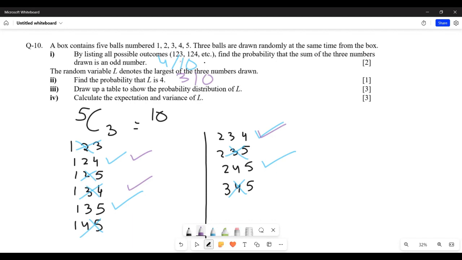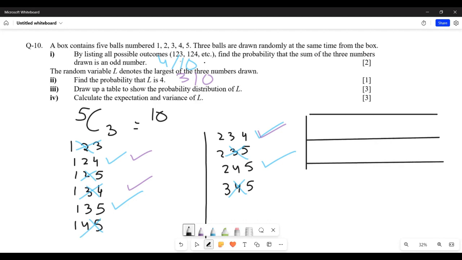Okay. Draw up a table to show the probability distribution of L. Okay. So इसका टेबल कैसे ड्रॉ करना है, क्योंकि इसमें तो 3 वैल्यूज हैं इंस्टेड ऑफ 2. देखो, largest value बतानी है. So what would be the probability when the largest value is 1? What would be the probability when the largest value is 2? When the largest value is 3? When the largest value is 4? And when the largest value is 5? We've already found the probability for 4. That came out to be 3 by 10.